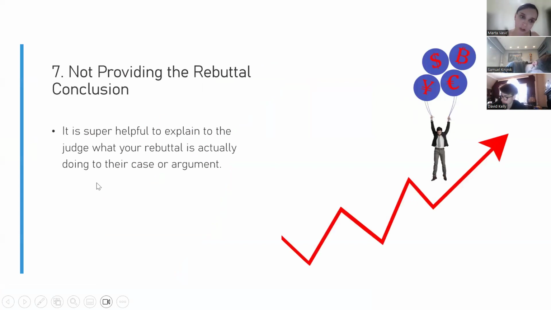And yeah, I think the last mistake, and I have already mentioned it before when I spoke about structure, is that very often people don't provide the conclusion to their rebuttal. So they don't explain to the judge what their response is doing to the case of the other side or to their argument. Again, this is very useful to do in the sense of the judge having an easier time picking it up, and you're making double sure that you're conveying the message that you want to convey.